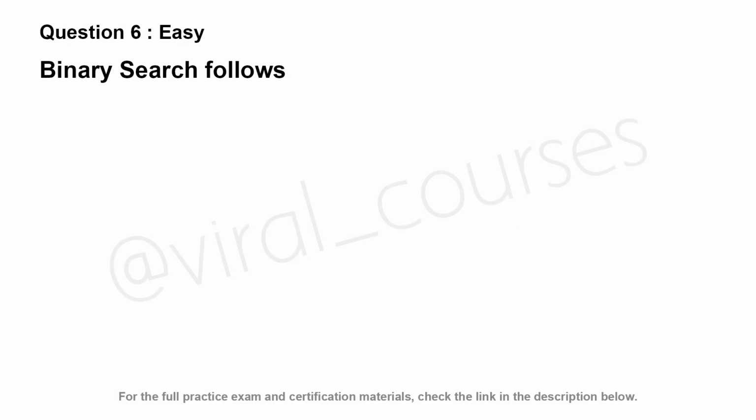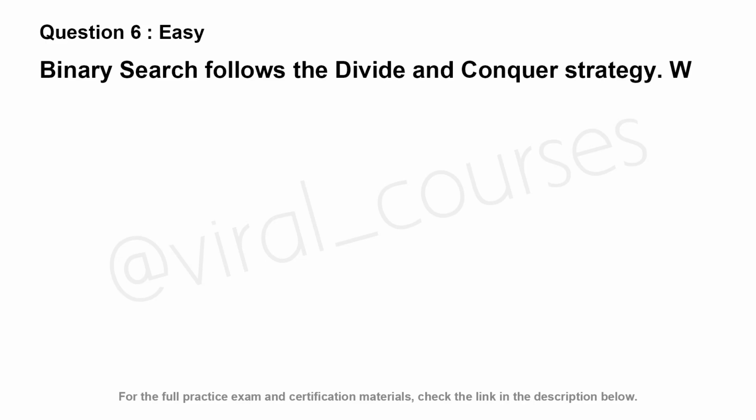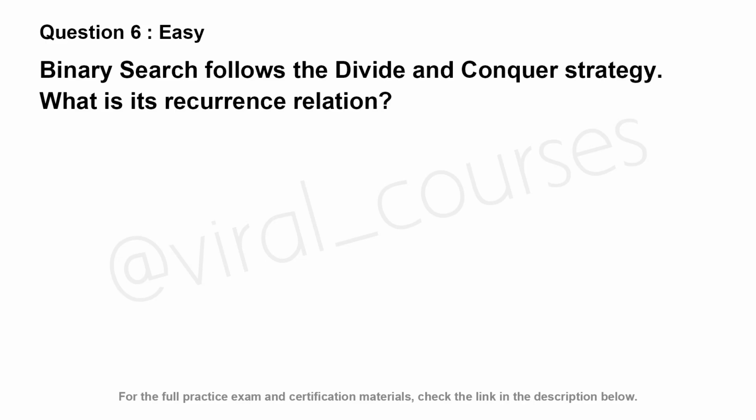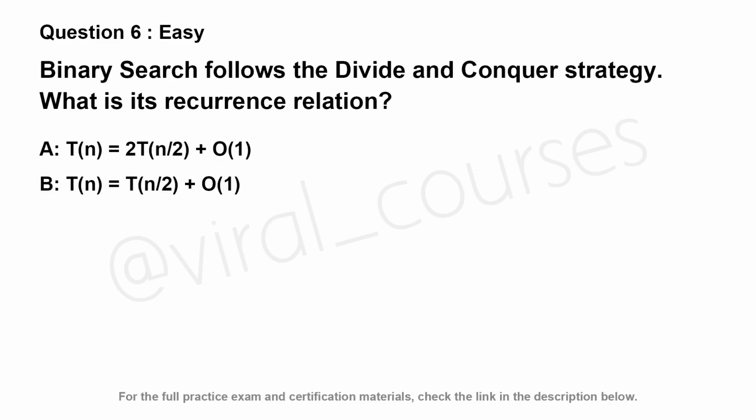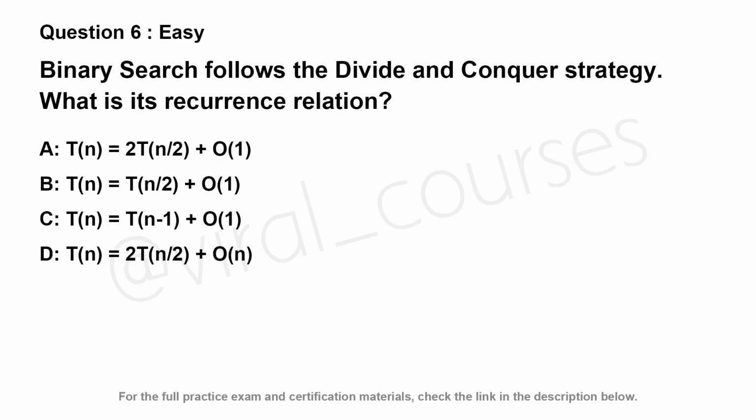Binary search follows the divide and conquer strategy. What is its recurrence relation? Option A, T(N) equals 2T(N/2) plus O(1). Option B, T(N) equals T(N/2) plus O(1). Option C, T(N) equals T(N-1) plus O(1). Option D, T(N) equals 2T(N/2) plus O(N).